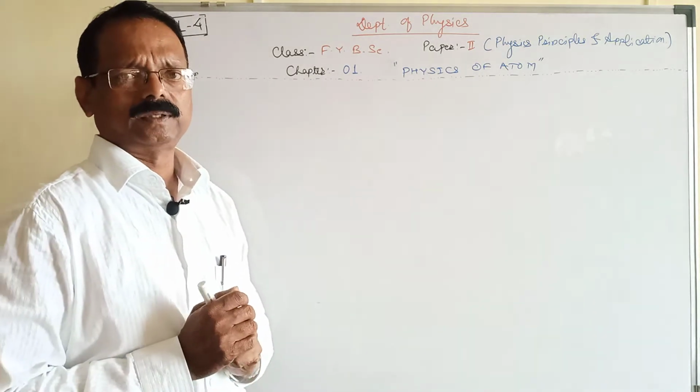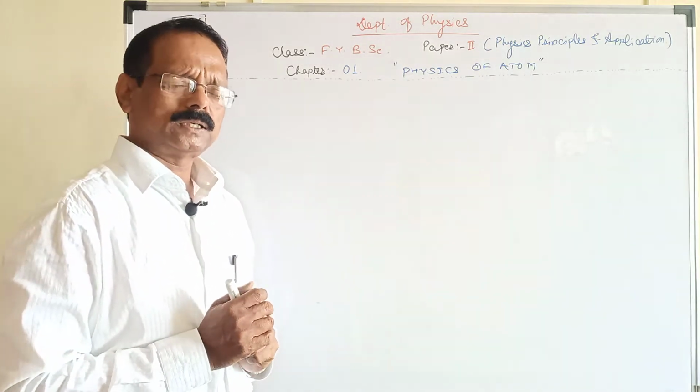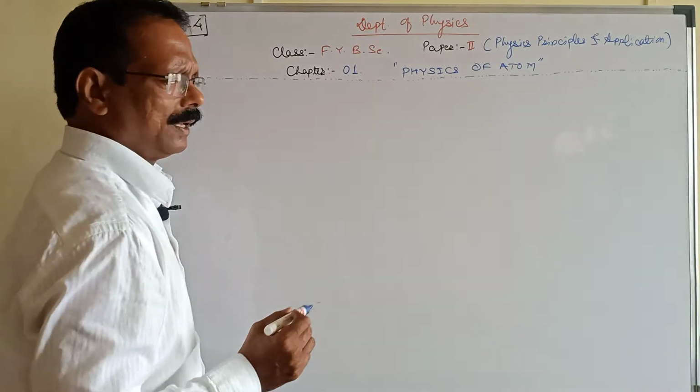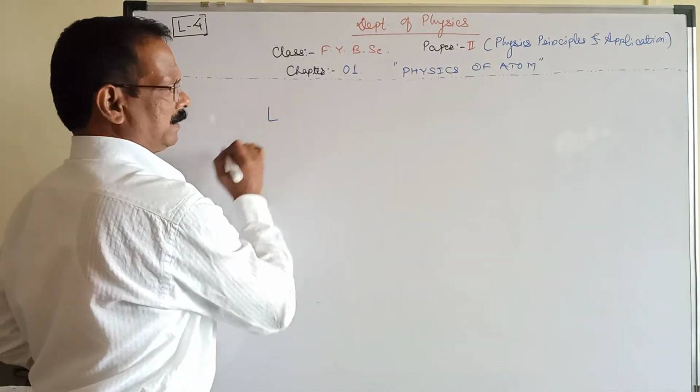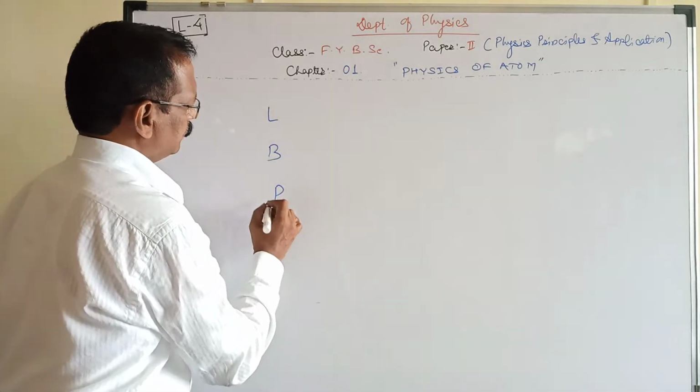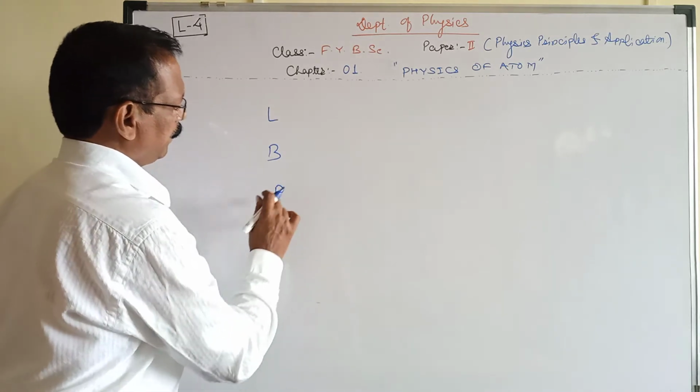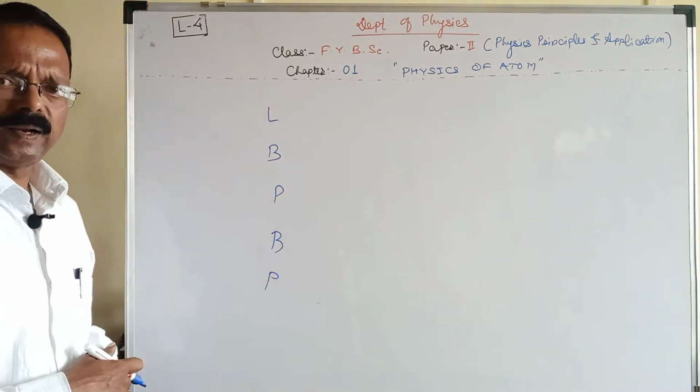This is the last lecture of this chapter. Last time we revised all the things. We saw the series: Lyman series, Balmer series, Paschen series, Brackett series, and Pfund series.